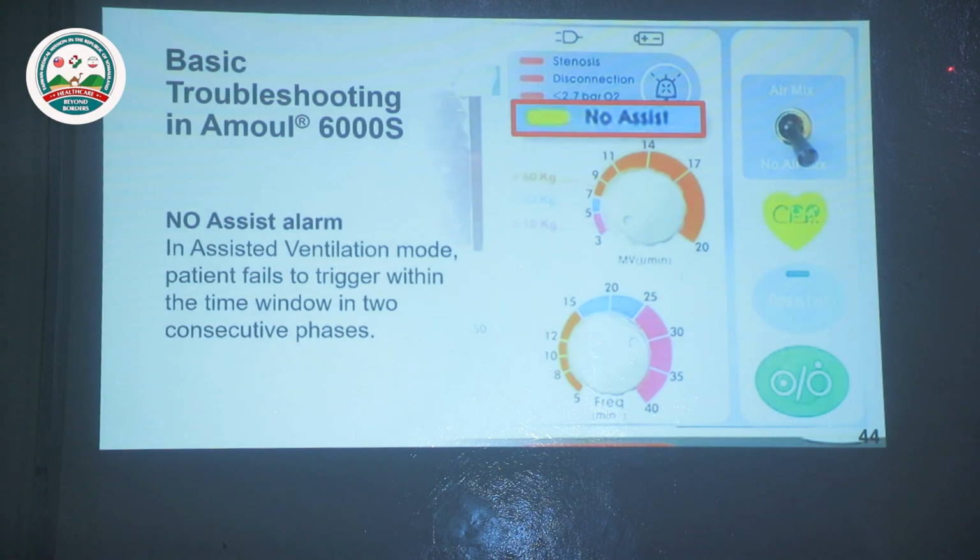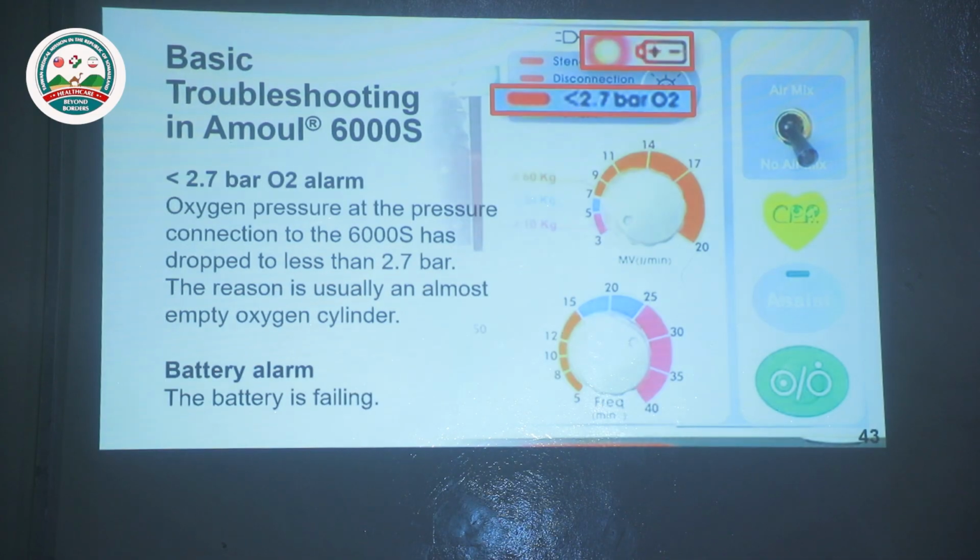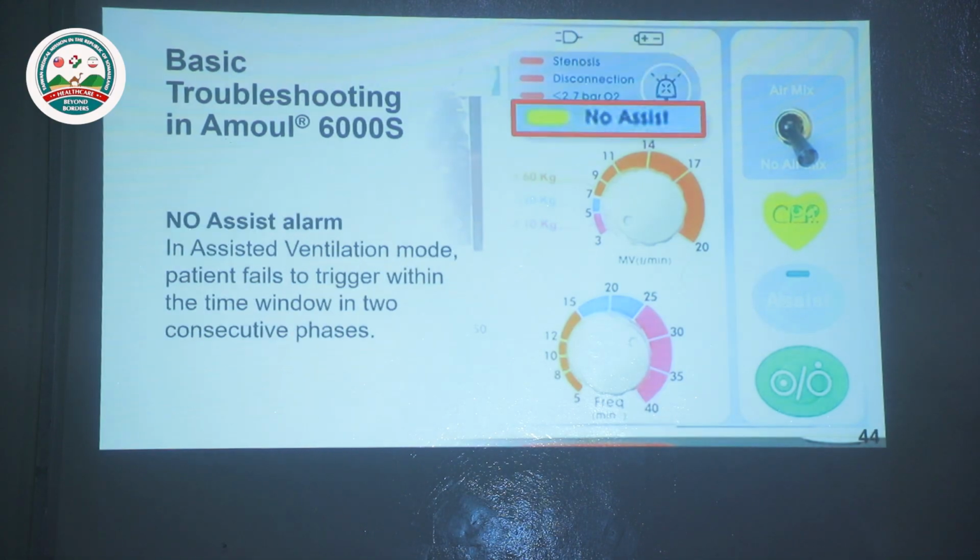Another alarm is called the no assist alarm, and you can see the color is different. The no assist alarm shows a yellow color, but the alarms mentioned above show a red color. The red color means that this is a first level or high level alarm, so you need to solve the problem immediately. But yellow means that this is a low to intermediate level alarm, so sometimes the ventilator can still deliver positive pressure. So maybe you just turn it off or just check the patient.